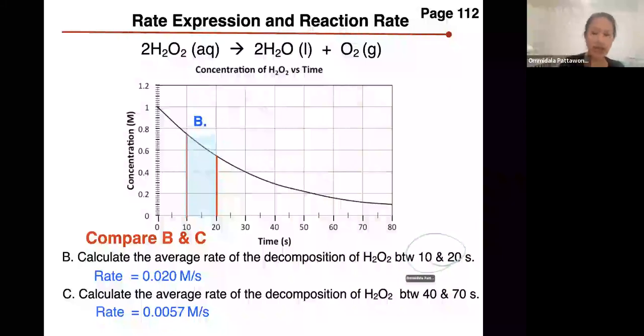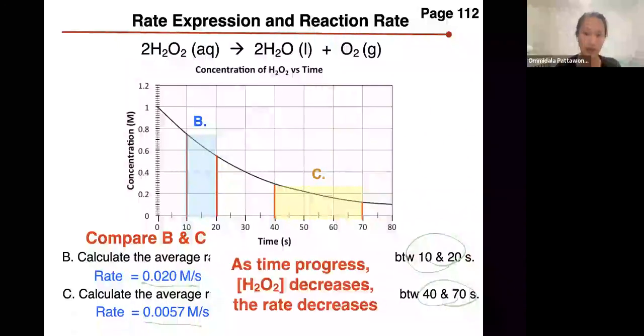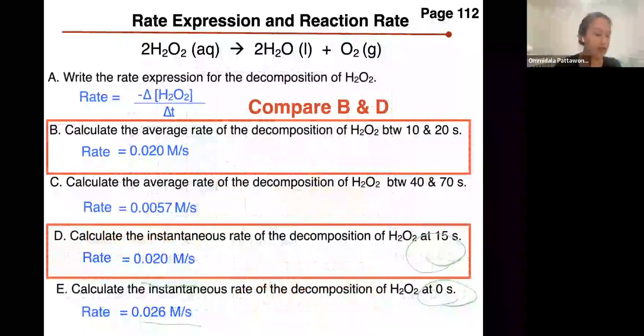B is the range of 10 to 20 seconds, and C is between 40 to 70 seconds. You will see that as time progresses, the rate actually decreased, going from 0.02 to 0.0057. So the rate is decreasing. The conclusion is that as time progresses, the concentration of the reactant decreases, and the rate is also going to decrease. Now the next thing we are going to do is compare our calculations from part B and D.